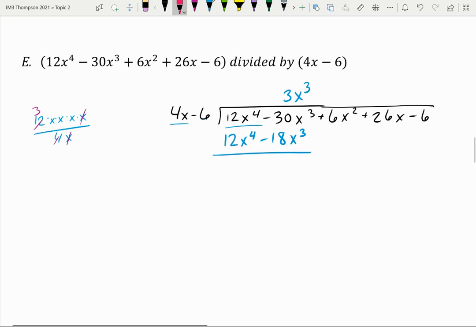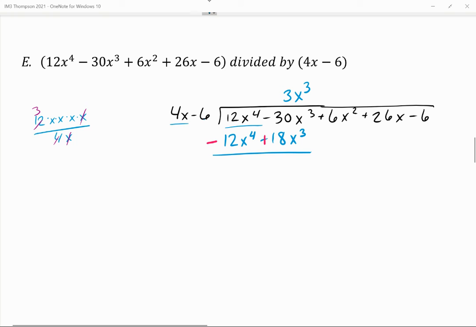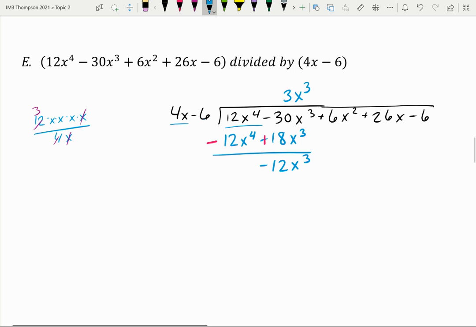Change your signs. Oftentimes I see students not do this part, and they just think that 12x to the fourth and 12x to the fourth cancel, and they don't unless you subtract. So I emphasize that you should really use a red or a pink or something of another color to make this stand out. 12x to the fourth minus 12x to the fourth cancels. Minus 30x plus 18x gives me a minus 12x cubed. Bring down the next term.